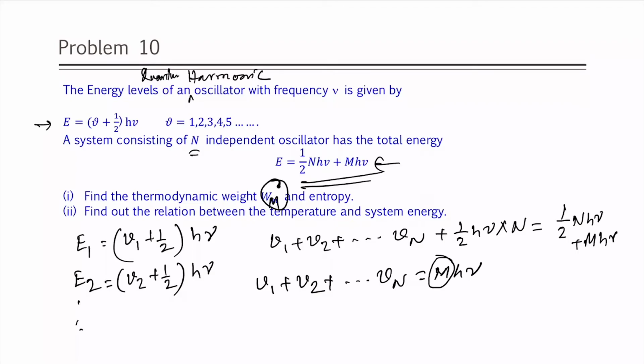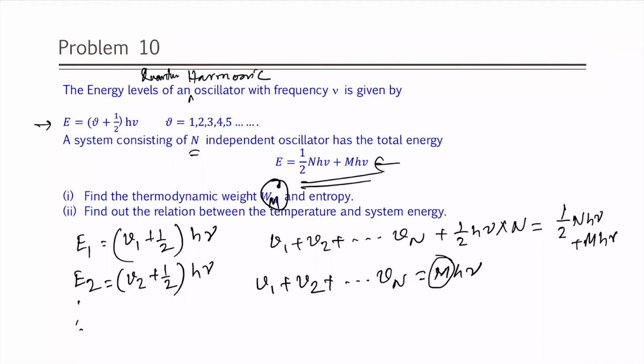Now, V1 can be any value, V2 can be any value, V3 can be any value, but the sum is constrained. If I have M units of energy and I am distributing them among N distinguishable particles, here the particles are oscillators, because the first oscillator is denoted by V1, the second oscillator by V2. So, oscillators are distinguishable like boxes, there are N independent oscillators, and you have a total of M units of energy that are indistinguishable, because you can give any amount of energy, right?